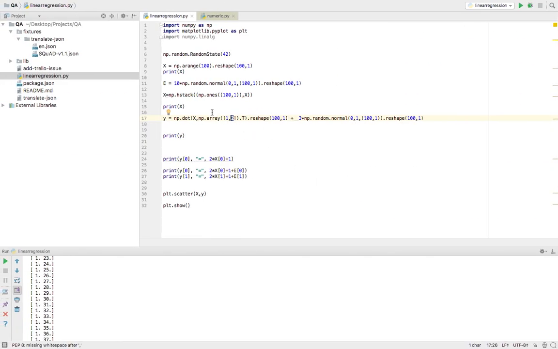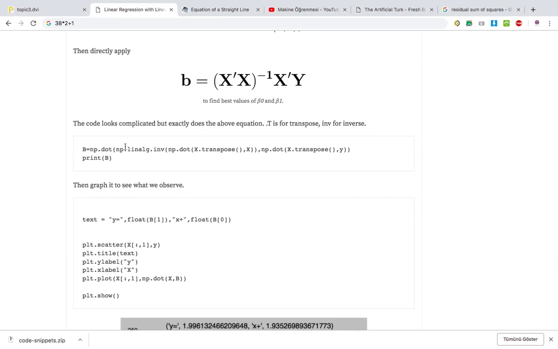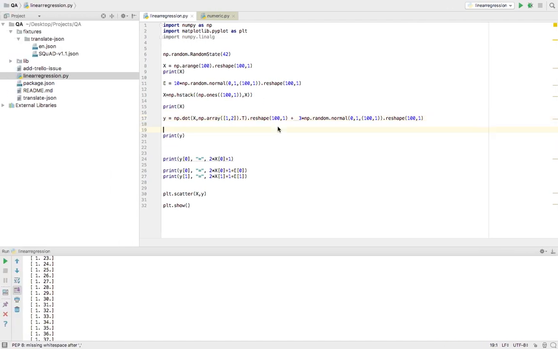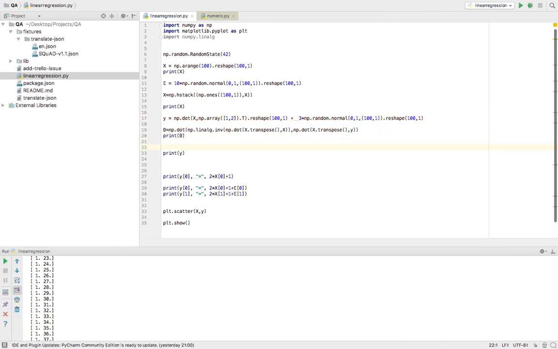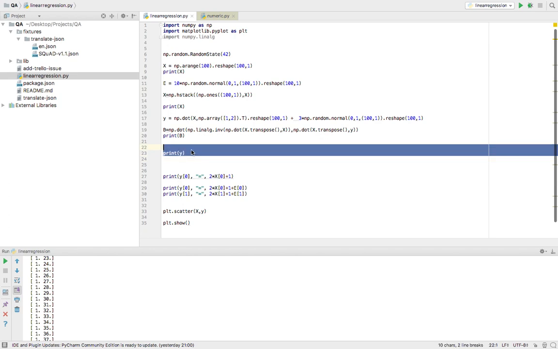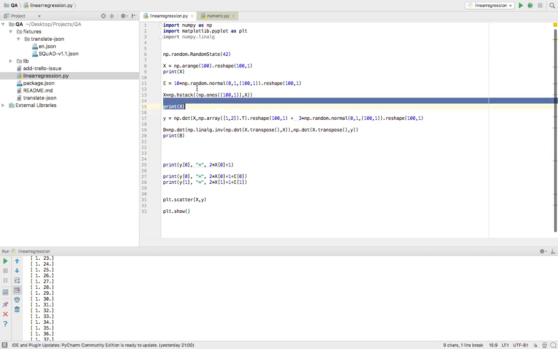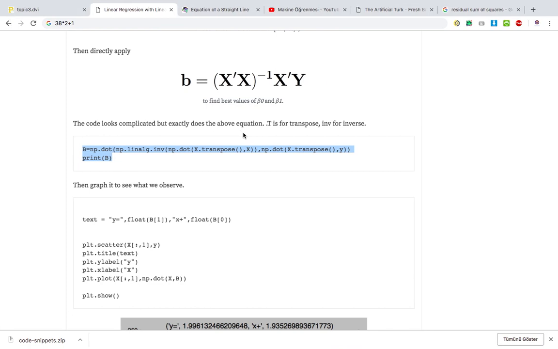After that we have the y's, and to optimize it we will be applying this formula. The transpose is x dot T, and the inverse is linalg dot inv. If you are familiar with NumPy, this formula gives the exact value of this formula. So we have this, and we will be seeing the right parameters. Let's delete it. So we have the optimized values of beta 0 and beta 1.